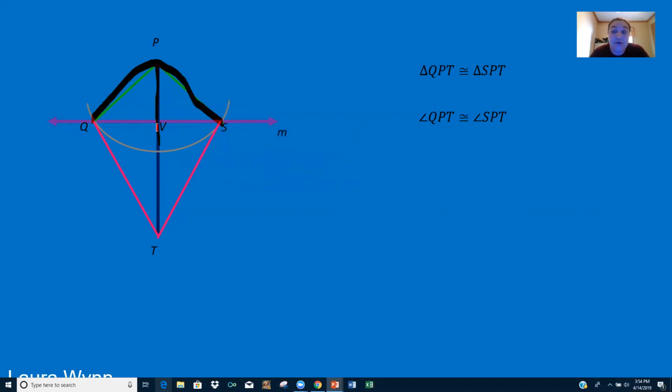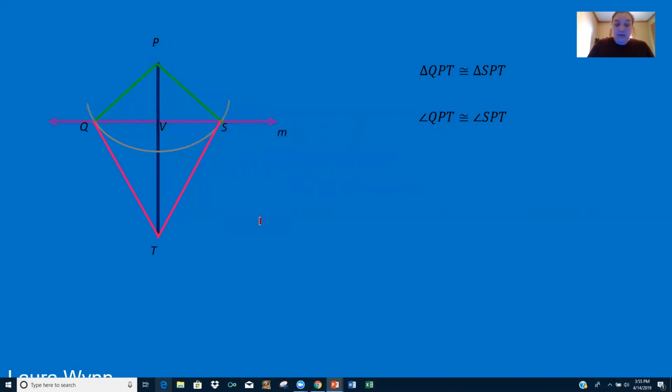Now this is a true statement. Angle QPT is congruent to angle SPT. Again, they are corresponding angles. You can see right here, they're together, side by side, which can correspond. They're corresponding, and they share PV, which is congruent to itself, just like before. So the angles are corresponding, and these triangles are congruent. So the statement is true.